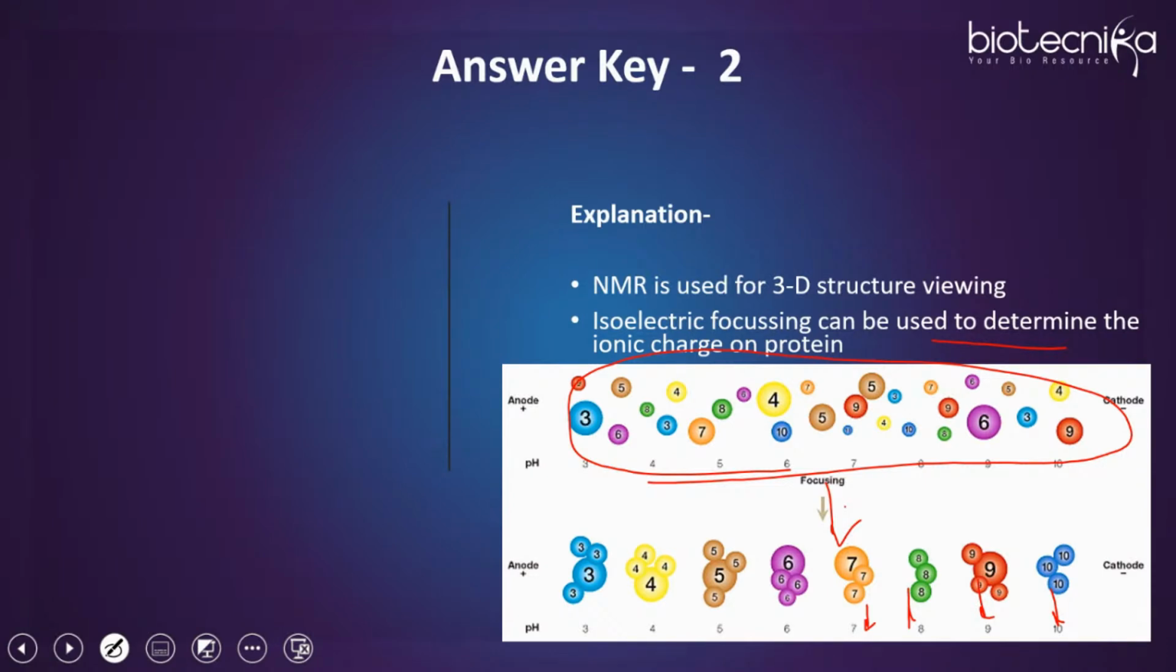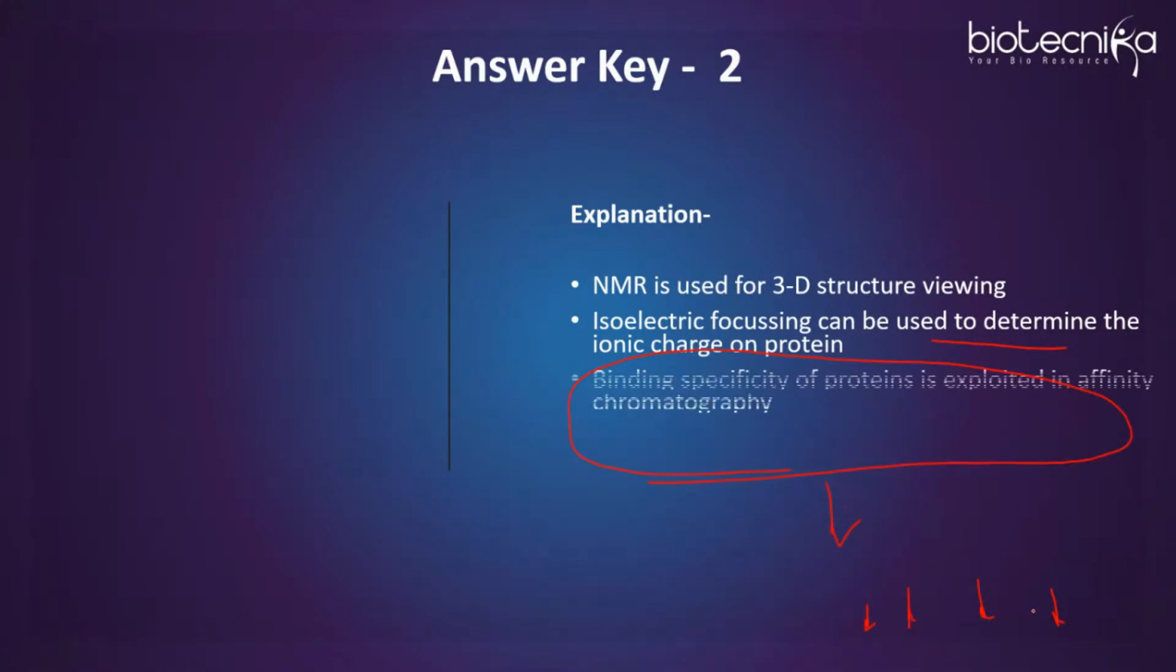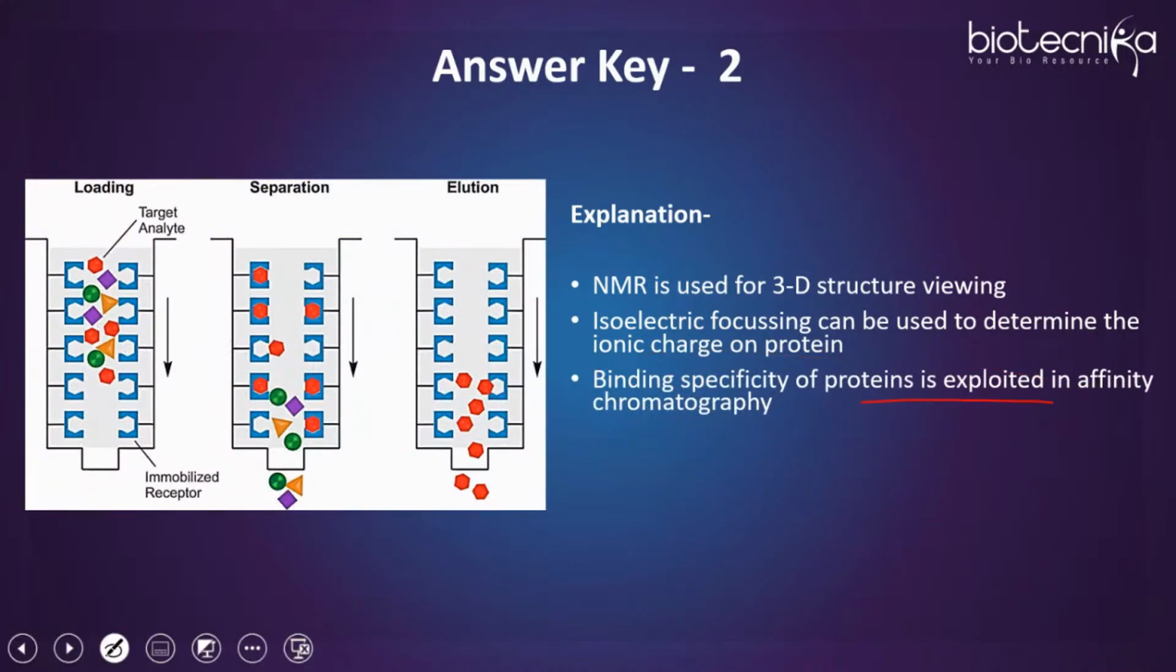It can also be used for fractionation of protein or peptides prior to mass spec. Right, all these things, again, only if you know the things in detail, then only you will be able to answer such questions. Okay. The next is binding specificity of proteins. It is exploited in affinity chromatography. Yes, affinity for a certain molecule.